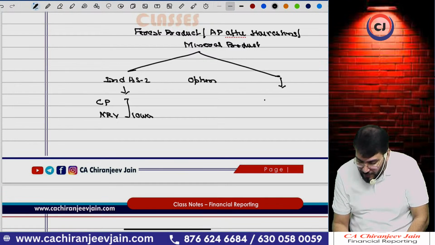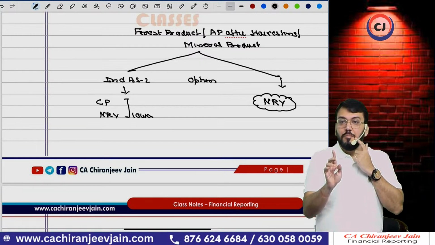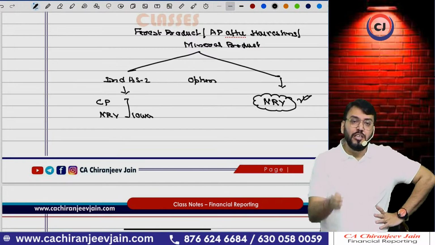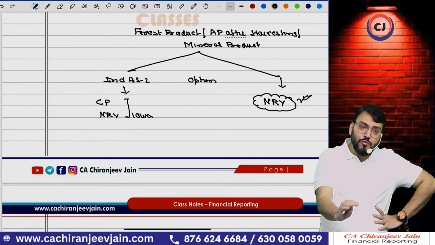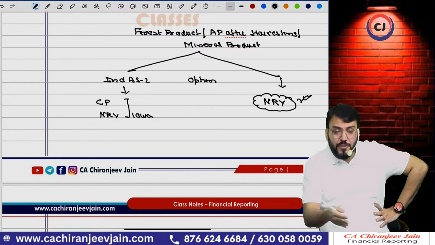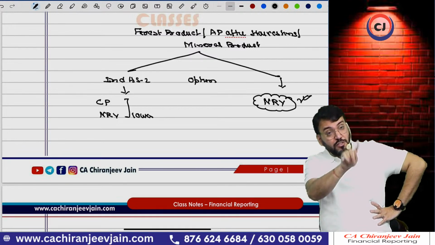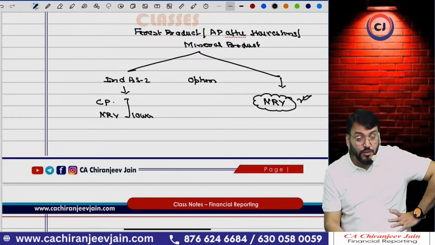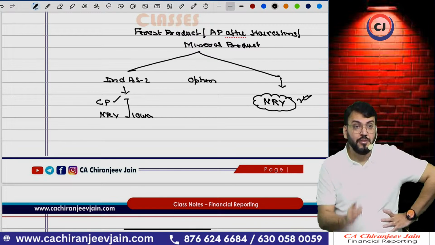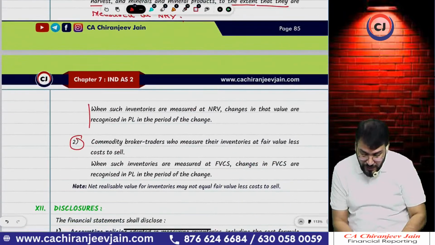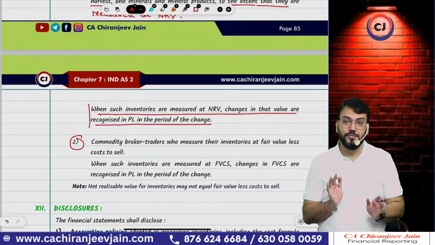To the extent for measurement purpose, it can be measured at NRV only. Means the option is there: to the extent they are measured at NRV. And if they are measured at NRV, initial recognition is also at NRV, and subsequent recognition also at NRV. So any difference in this NRV will be transferred to PL. In the other case, initial recognition is at cost price; this is subsequent recognition. Are you able to understand? So when such inventory is measured at NRV, changes in that value are recognized in PL in the period of change.